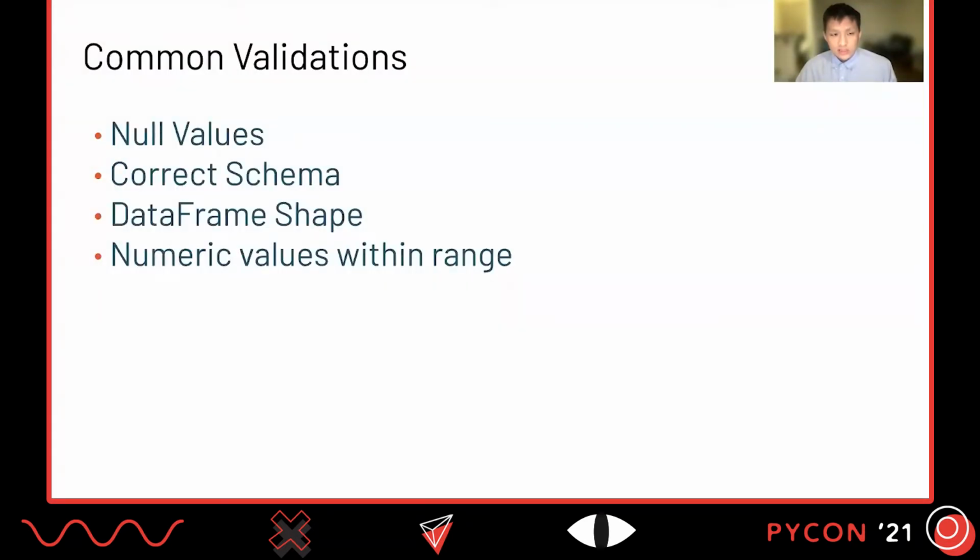Some common validations that exist. So first, we can check for the existence of null values in columns that are important to have. Second, we can check the schema of our data set. Do we have the columns that are necessary to make predictions? Are they in the correct type? We can check the data frame shape. This is useful for making sure that rows are not dropped during data transformations, that you still have the expected number of rows. And for our specific use case, we're interested in seeing if the price is within a reasonable range.